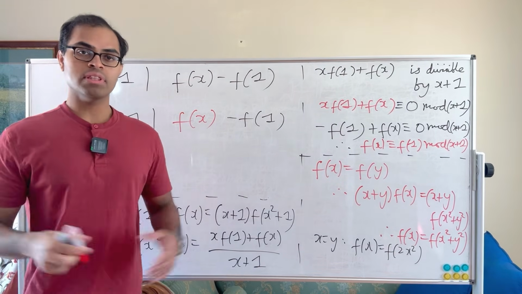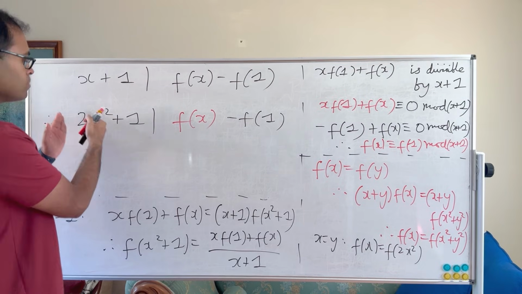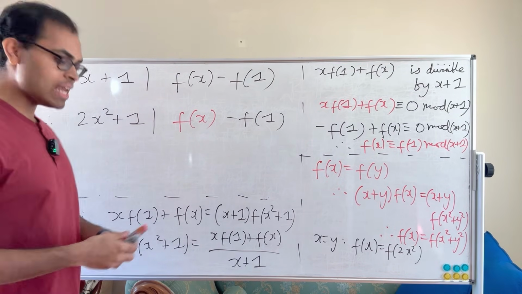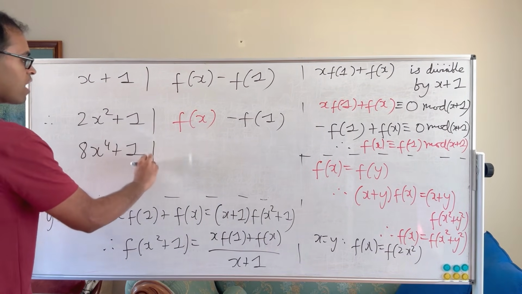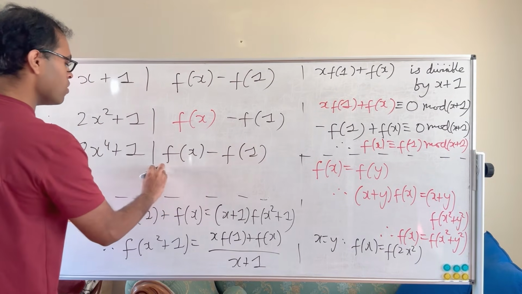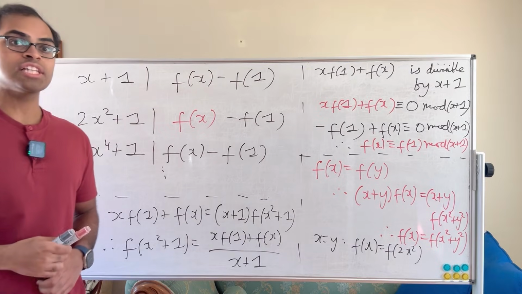But we can keep going with this. We can now replace 2x squared. You can now take 2 times that thing squared. So if you square 2x squared, you get 4x to the 4, times 2 is 8x to the 4. So we then get 8x to the 4 plus 1 divides f of x minus f of 1. And as you can see, this keeps on going, which means that f of x minus f of 1 is divisible by arbitrarily large numbers.